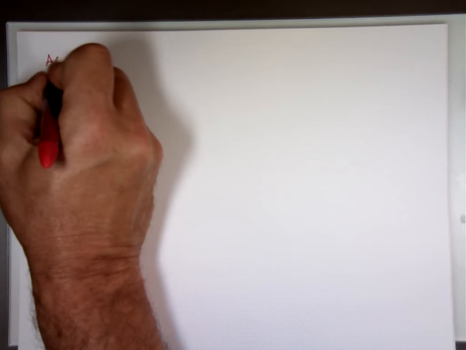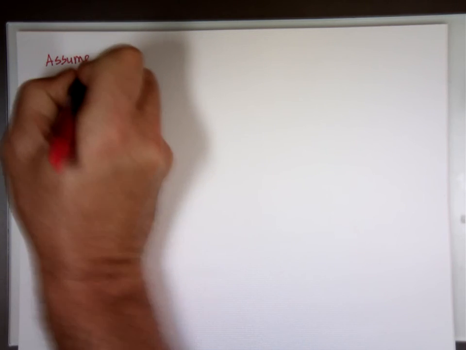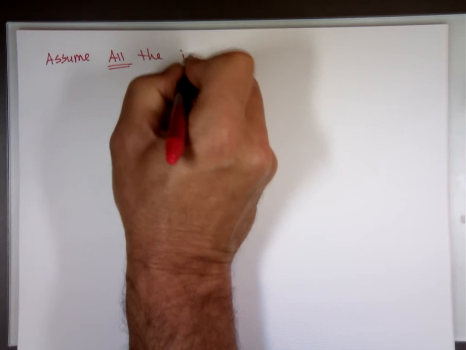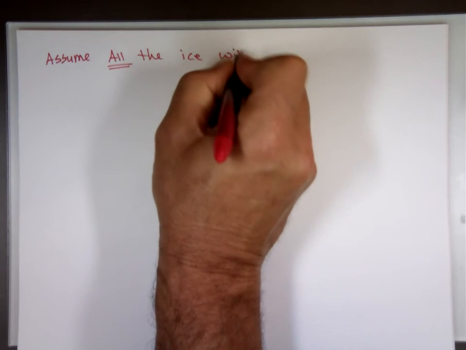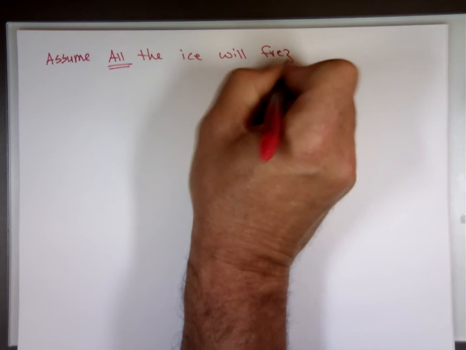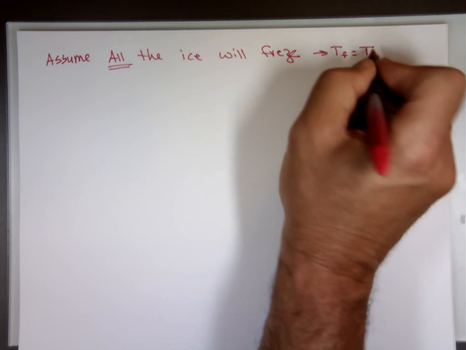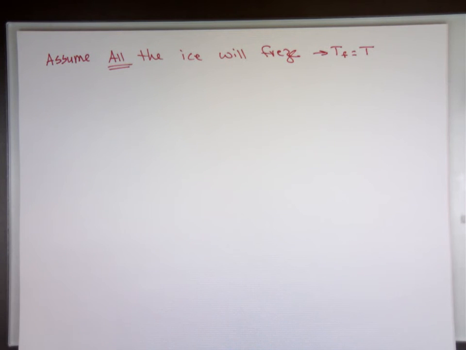That means final temperature is unknown. Just because it froze, it doesn't mean the temperature is 0. It might be minus 2 degrees. All the ice will freeze. T final is unknown. We don't know what that T final is. Could be -2, -3, -1, -4, -0.5, who knows?